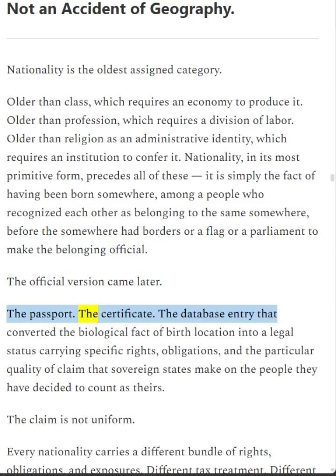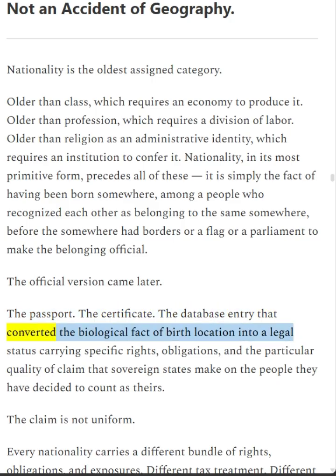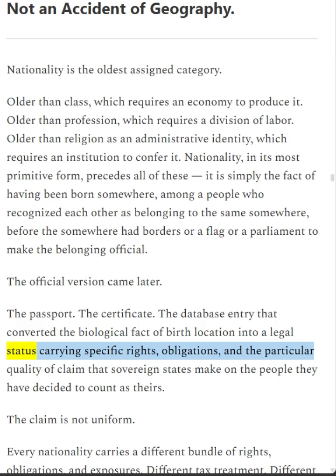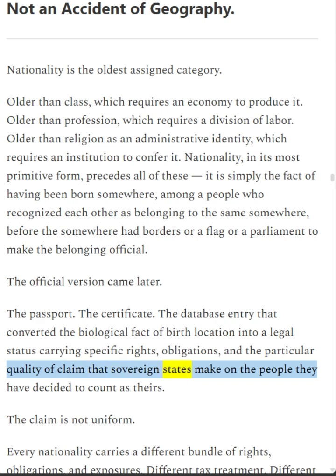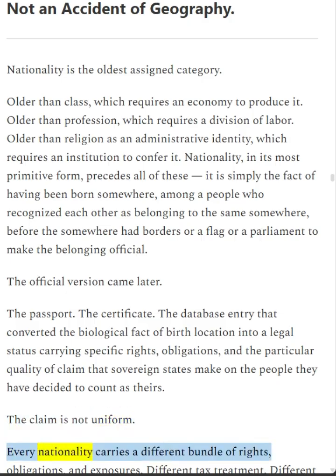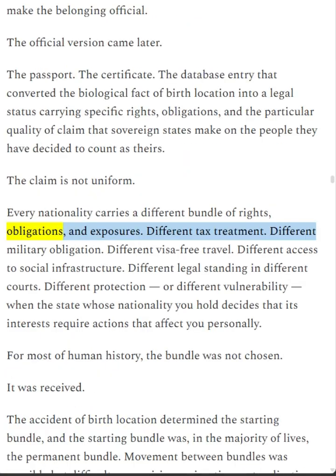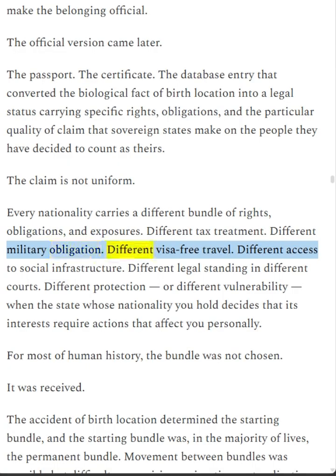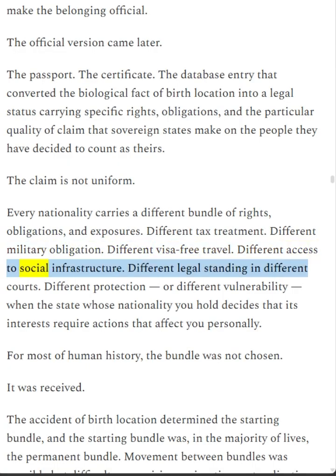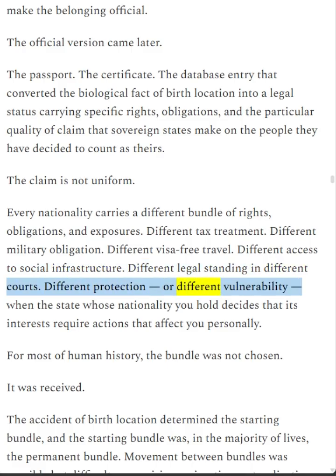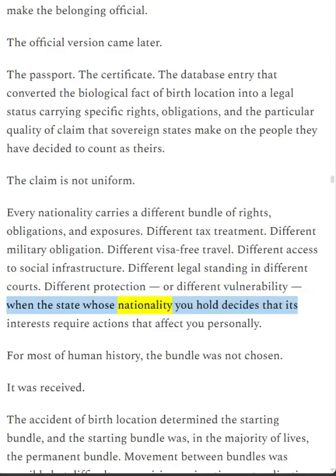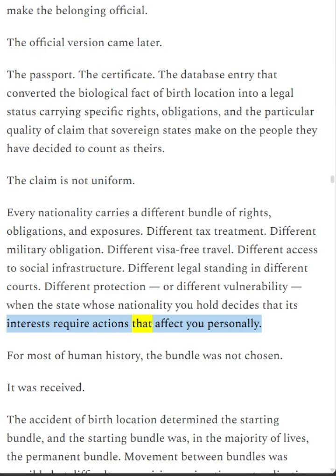The passport, the certificate, the database entry that converted the biological fact of birth location into a legal status carrying specific rights, obligations, and the particular quality of claim that sovereign states make on the people they have decided to count as theirs. The claim is not uniform. Every nationality carries a different bundle of rights, obligations, and exposures: different tax treatment, different military obligation, different visa-free travel, different access to social infrastructure, different legal standing in different courts, different protection, or different vulnerability when the state whose nationality you hold decides that its interests require actions that affect you personally.